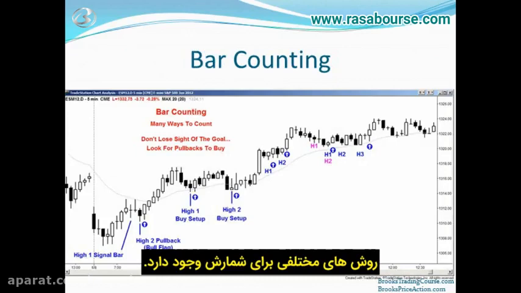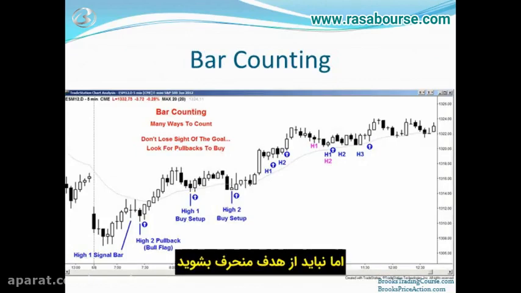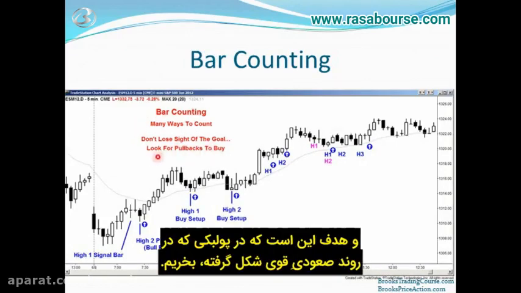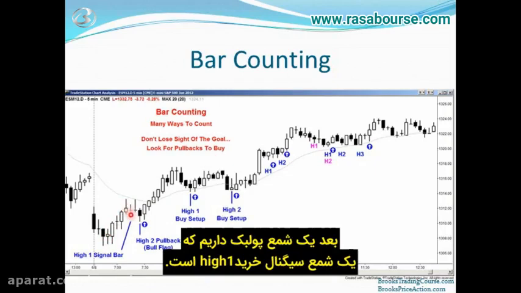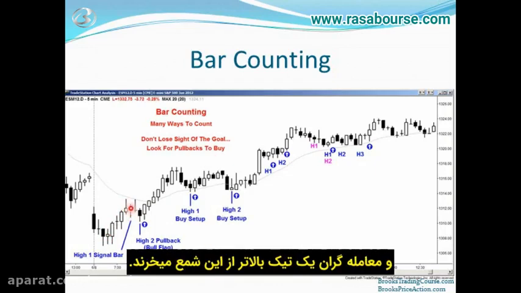There are lots of ways to do the counting, but you shouldn't lose sight of the goal. The goal is to look for pullbacks to buy in a strong bull trend. For example, a pretty good bull spike, a 1 bar pullback, so it's a potential high 1 buy signal bar. Traders might want to buy 1 tick above the high of that bar.